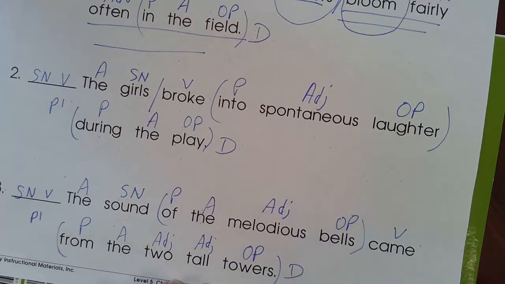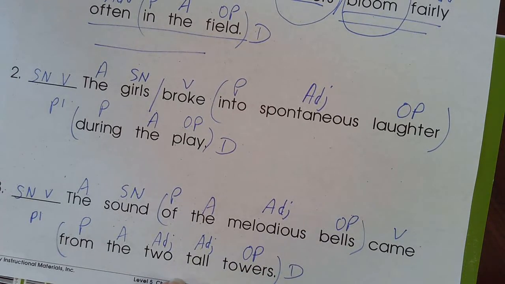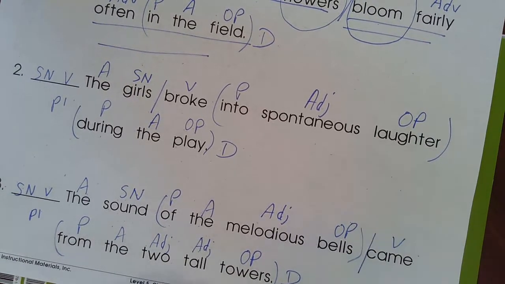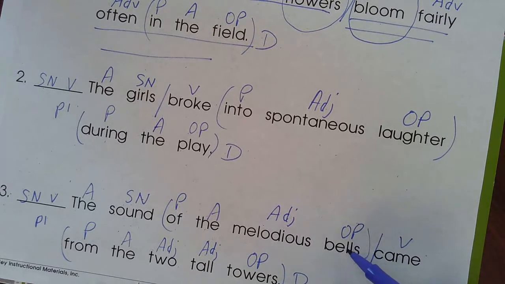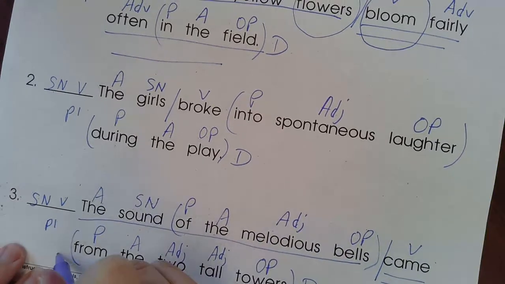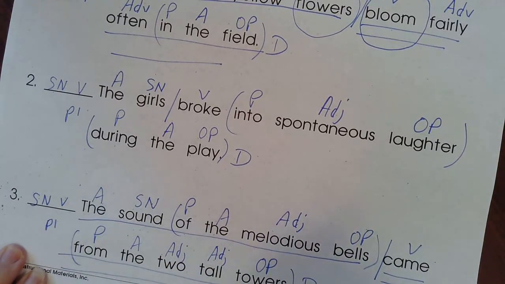Period statement, declarative sentence. Go back to the verb. Divide between the complete subject and complete predicate. Must go right in front of came because all of this goes with the subject. So that would be underlined once, and this would be underlined twice.